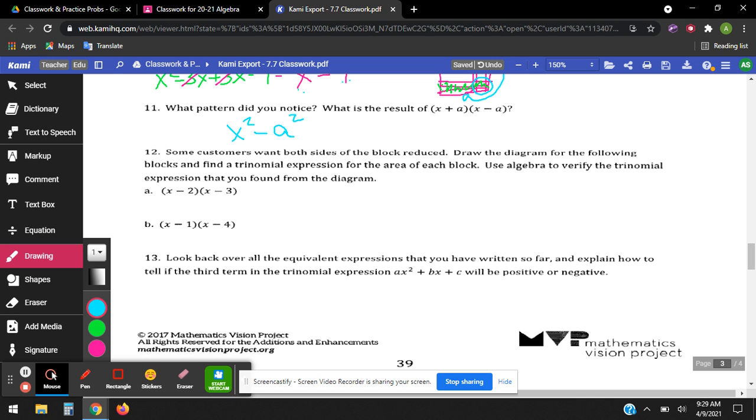Some customers want both sides of the blocks reduced. Draw a diagram for the following blocks and find the trinomial expression for the area of the block. Use algebra to verify the expressions you found in the diagram. So we're going to have x minus 2 times x minus 3. So here's my box. I'm going to take away 2, I'm going to take away 3, and I'm going to show you something a little bit different on this one.